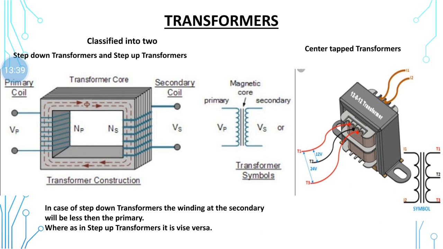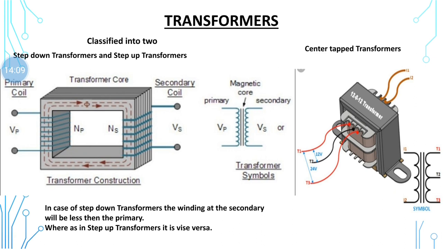The transformer works on the principle of mutual induction. Here you can see the primary and the secondary of a two input, two output transformer: the primary is the input, the secondary the output. This is the transformer symbol.